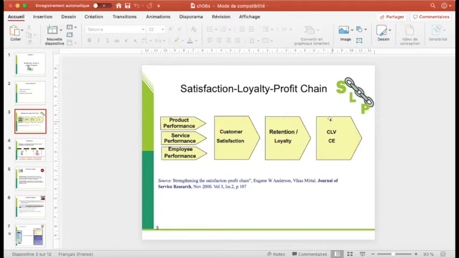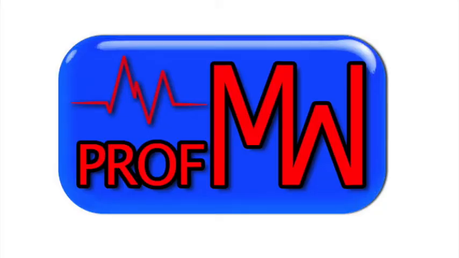And then the final concept: the higher the loyalty, the higher the customer lifetime value in terms of past profits and future profits. And the higher the customer lifetime value, the higher the CE or customer equity, the overall aggregated value of all CLVs of all customers in the database or customer portfolio, and the value a firm is worth on the financial market. So we've seen the satisfaction, loyalty, profit chain, which is also called the relationship marketing paradigm.